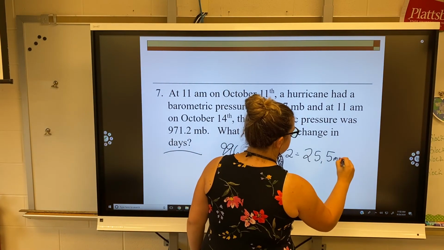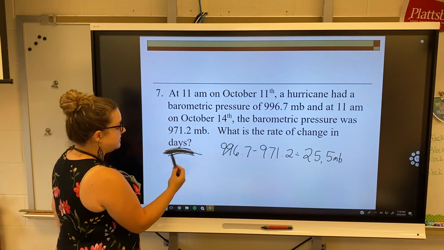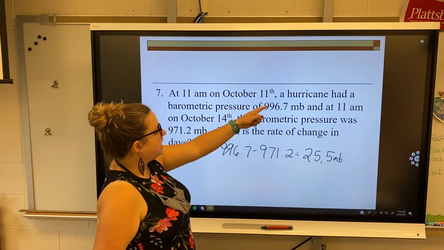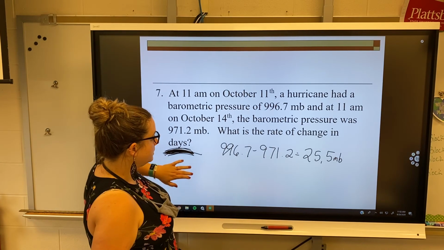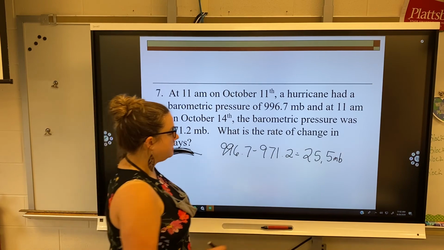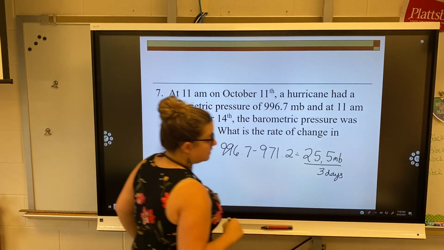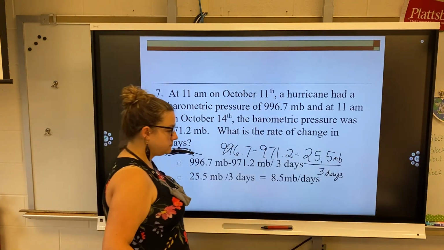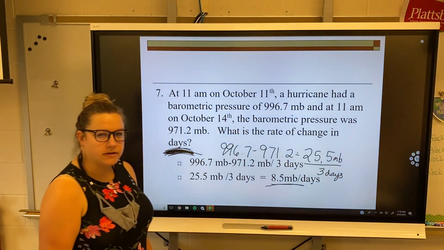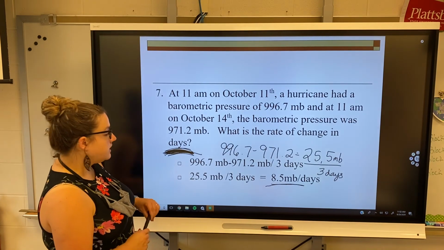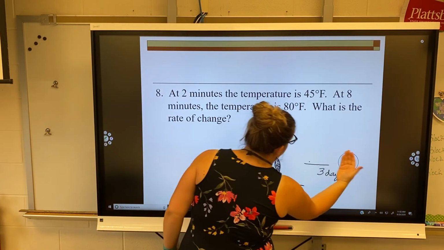25.5 millibars over the course of what? Notice we're not measuring it in hours anymore, we're measuring it in days. So if we went from October 11th to October 14th, we are going to go over the course of 12th, 13th, 14th, 3 days. So our answer would be 8.5 millibars per day, right here. I don't need to write it down for you. We've done a ton of them now. But you get the point that it can change from hours to days. It all depends on what they ask for in terms of what you're measuring.